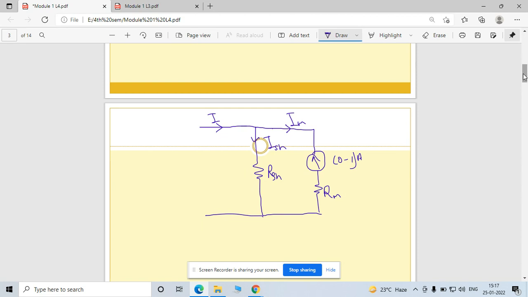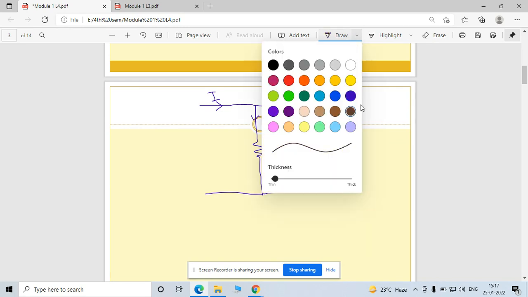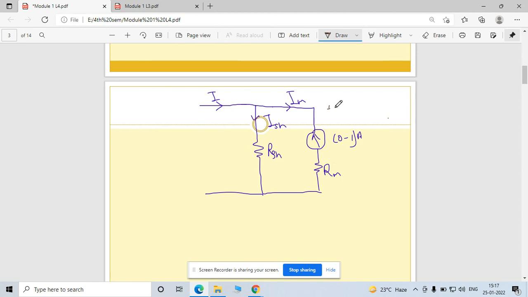Now, both are connected in parallel. The voltage drop across this branch is Vm. I take Vm here, with this side positive and this side negative. Vm is nothing but Im into Rm, and since both are connected in parallel, the voltage drops across the two branches are equal.